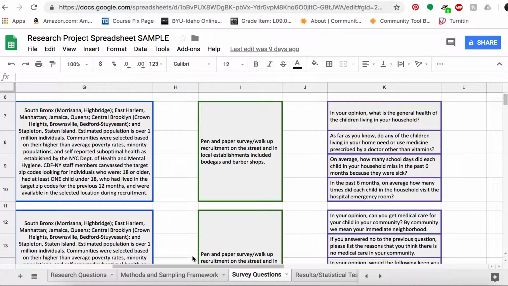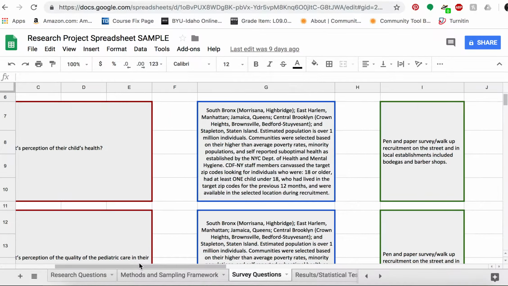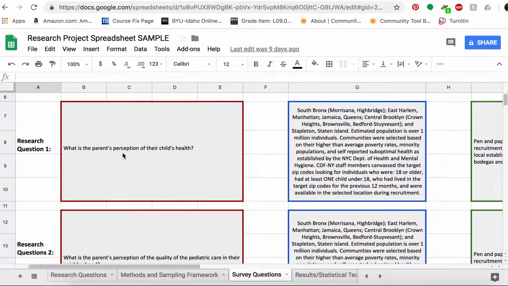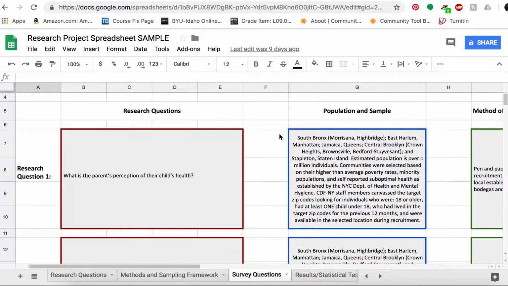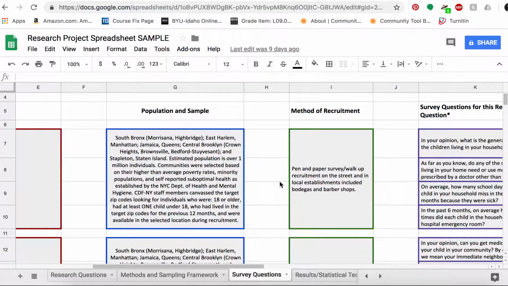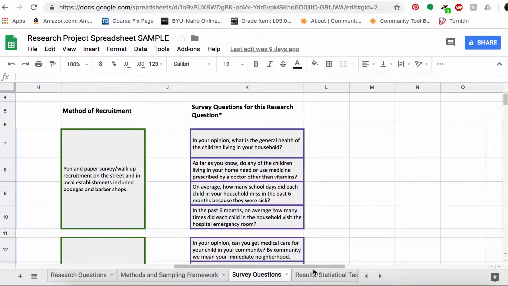So, for example, I know it's hard to see because these aren't frozen, but if our research question was, what is the parent's perception of their child's health? Sorry about that. This is who I'm surveying. I'm surveying people in the South Bronx, East Harlem, Central Brooklyn, etc. How am I going to reach those people to answer my research question? I'm going to do a pen and paper survey. I'm going to walk up on the street to people in local establishments and I'm going to ask them to answer my survey. And what am I going to ask them?